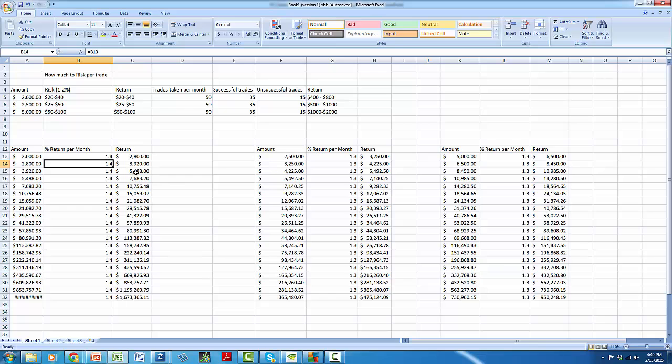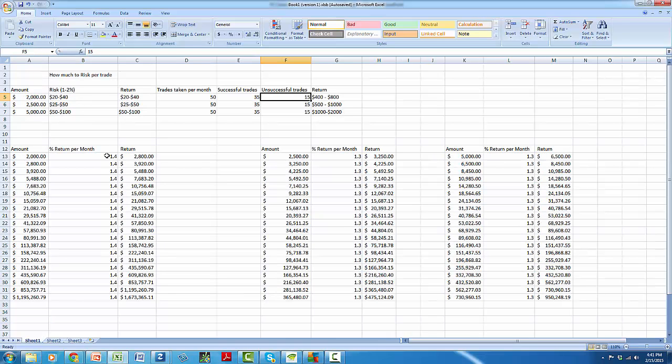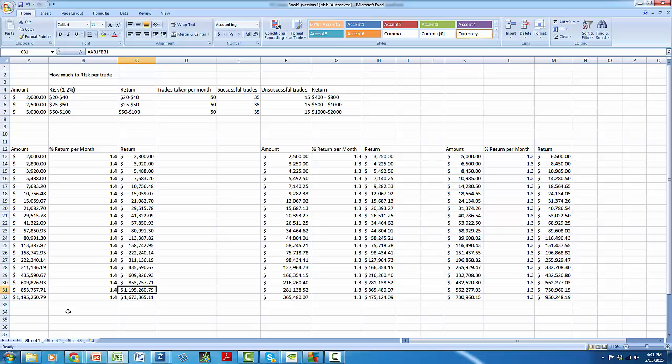Now, let's just say you were risking 2% on every single trade, and you still had this record of where you had only 70% success and 30% failure. You made $800 or 40% return per month consistently, and you just let it compound. You obviously see right here, in about 19 months, you can literally hit $1 million on a $2,000 account. This is quite possible. These kind of numbers are possible.